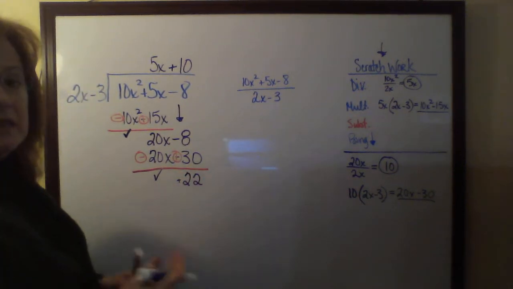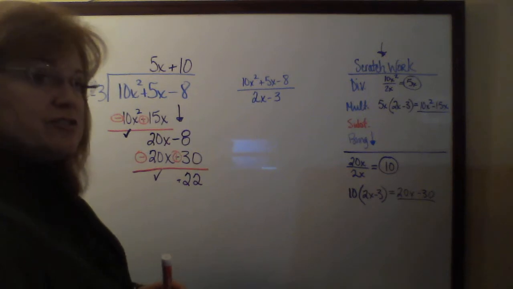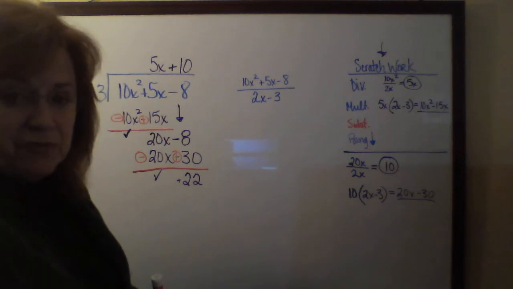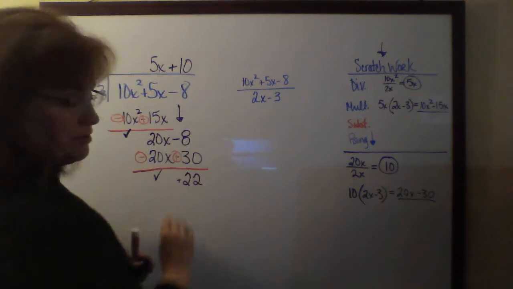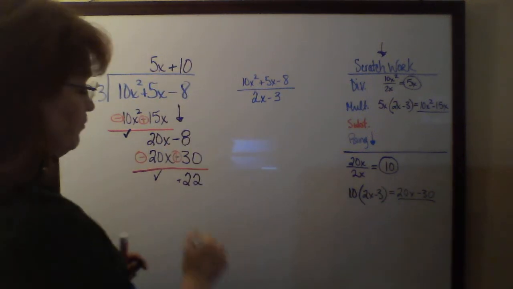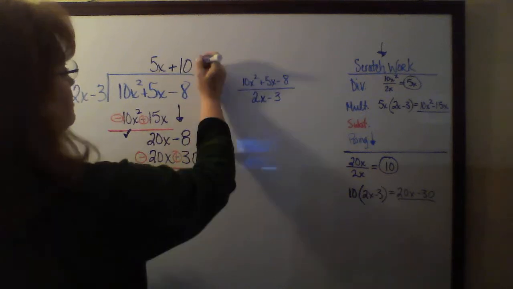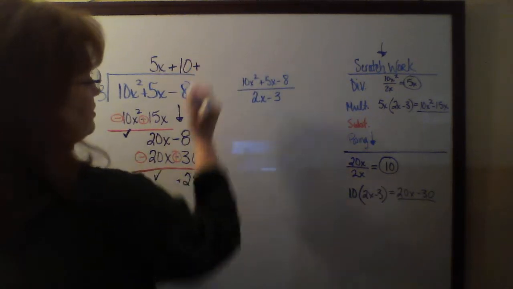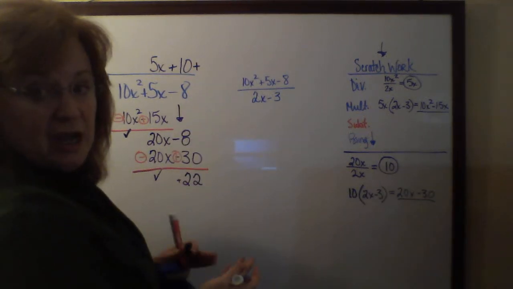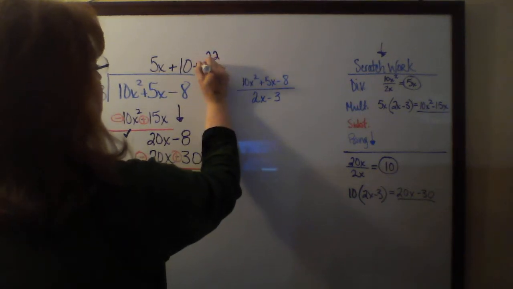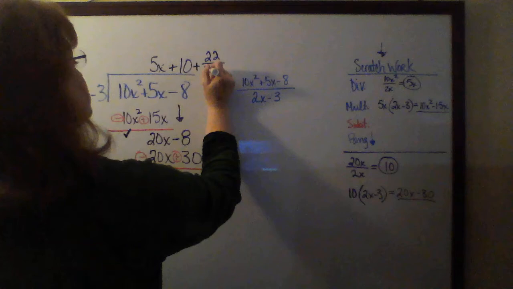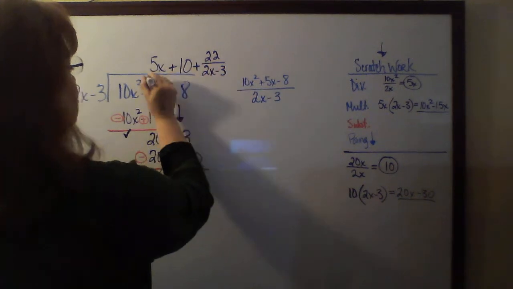Now, the answers are going to be in proper form. They're not going to just say, hey, here's the quotient and here's the remainder. They want it in this form. If this is a positive 22, you need to have a sign here that indicates the top, or the numerator, which is 22, and then over the divisor, which is 2x minus 3.